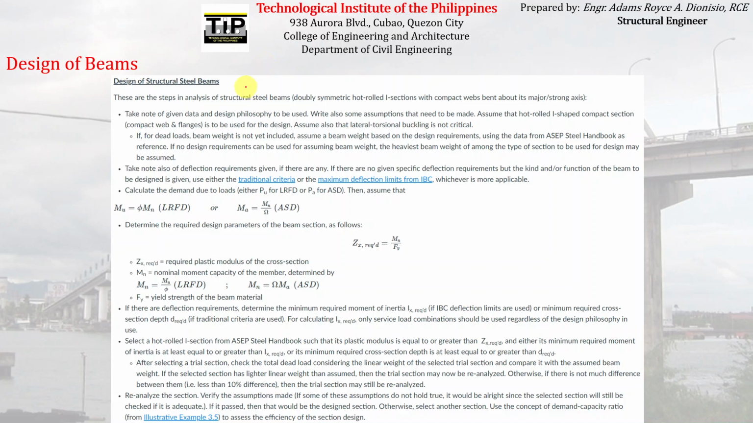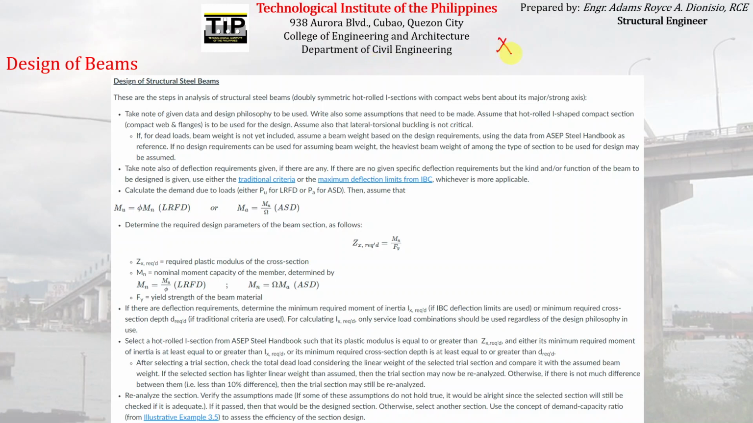So after analyzing a structural steel beam, we will now move on to designing structural steel beams. As you all know, analysis and design are two different procedures. There are different procedures for analysis and there are different procedures for design.